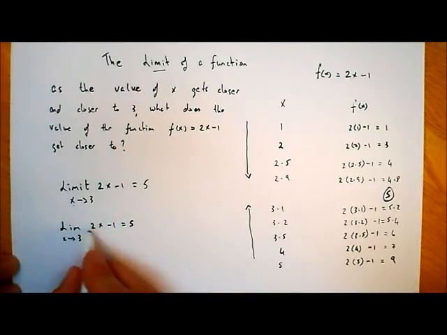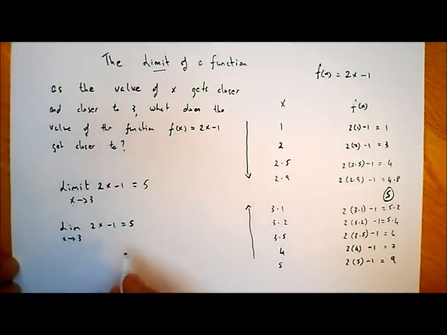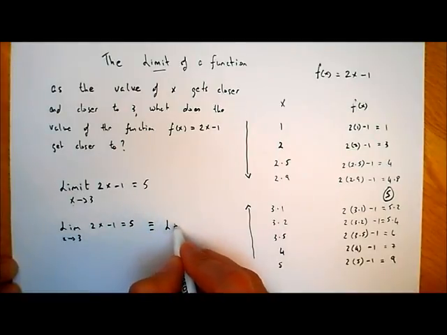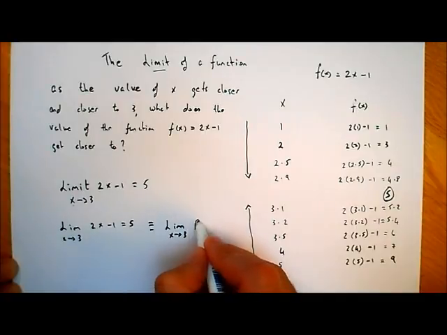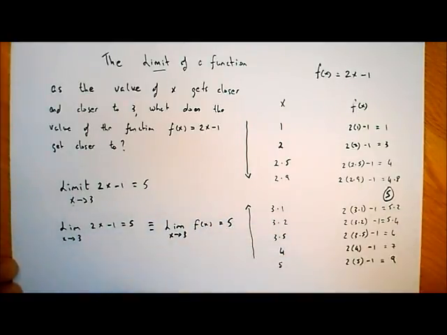Sometimes you'll see it written, we won't write 2x minus 1, we'll actually write f of x, because f of x is 2x minus 1. So this is equivalent to the limit as x approaches 3 of f of x is equal to 5. So what we worked out there is the limit, and we worked it out using a table. I'm going to show you in the next video a different way to work it out, but for the moment we're just going to work it out using a table.